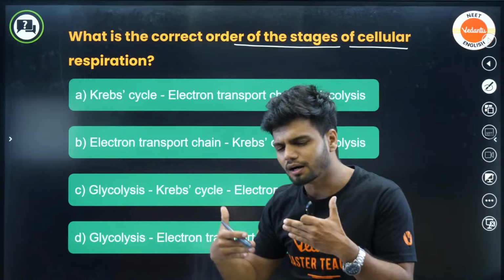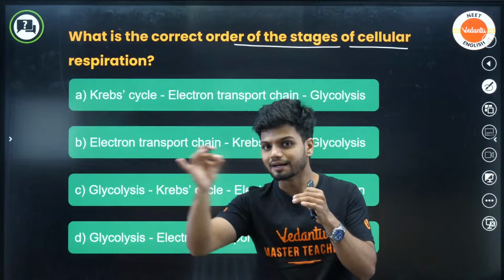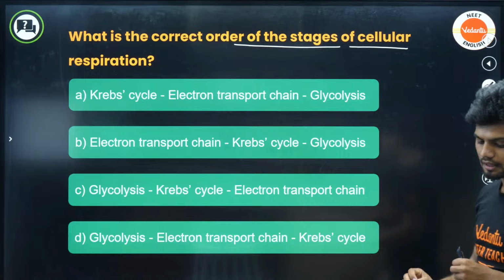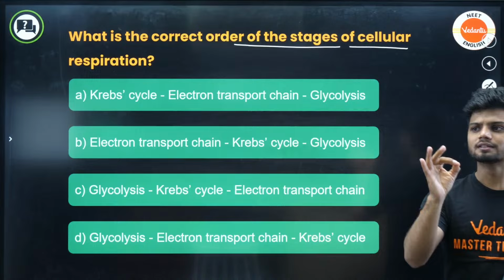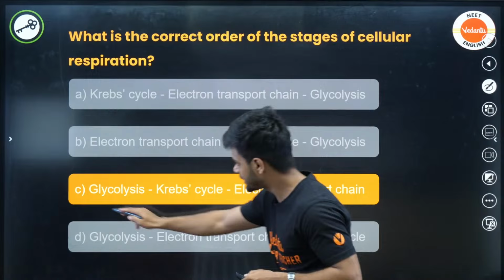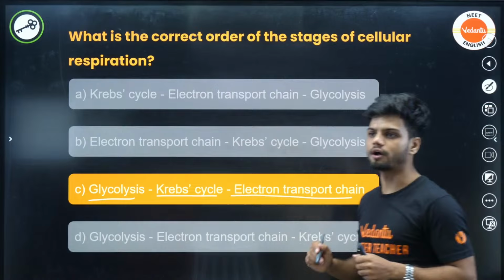In what sequence does the glucose get converted? You have 10 seconds. Time's up. It is your glycolysis first. Second is your Krebs cycle. Then we have the electron transport chain. That is the answer to that question.